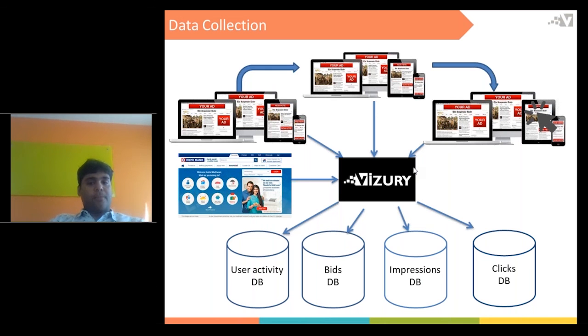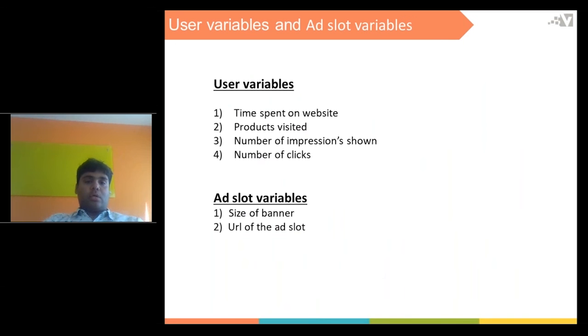And so now I'll go into the variables part of it. When I say CTR depends on the user, what variables of the user does it depend on? When I say it depends on the ad slot parameters, what parameters are those? Okay. So some of the user variables are like time spent on website.